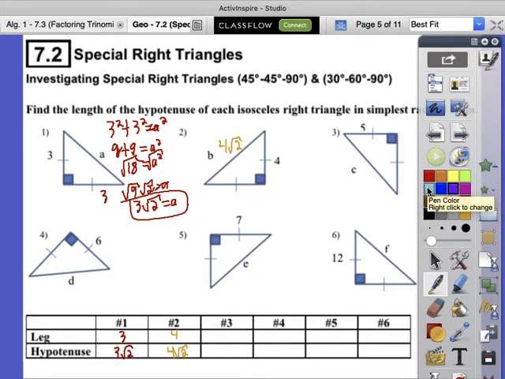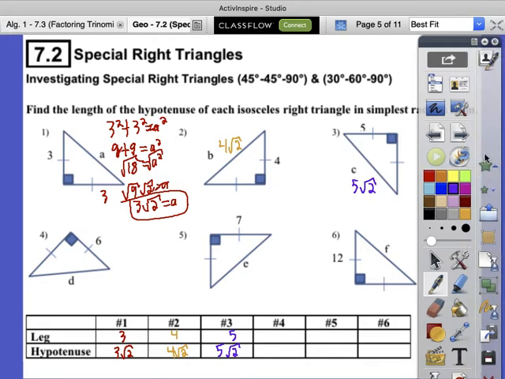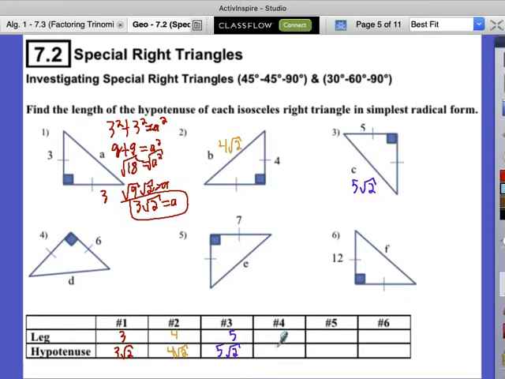On 3, our leg was 5. Kayla, what did you get for your hypotenuse? 5 times square root of 2. Owen, on number 4, what is the length of the leg? Okay, it is 6. Now, what was the length of your hypotenuse that you got? 6 times square root of 2. Okay.